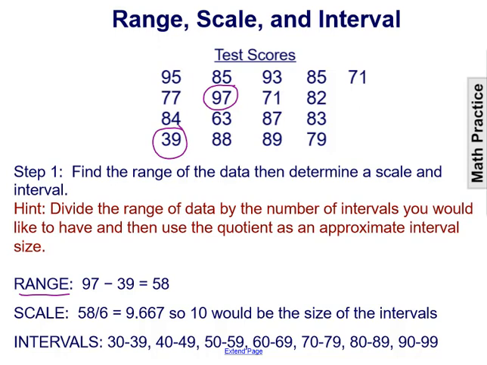and so that would be the size of the intervals. Since our lowest number is 39, let's go 10 before 39. So we'll go from 30 to 39 and then keep counting up by 10, all the way up to 90 to 99. You can see 39, your smallest data point, fits in that first interval, and 97, the highest, fits in that last interval of 90 to 99. So we fit the lowest number in our lowest interval, and we fit our highest number in the highest interval. That's a good way to check yourself before you even make the frequency table.